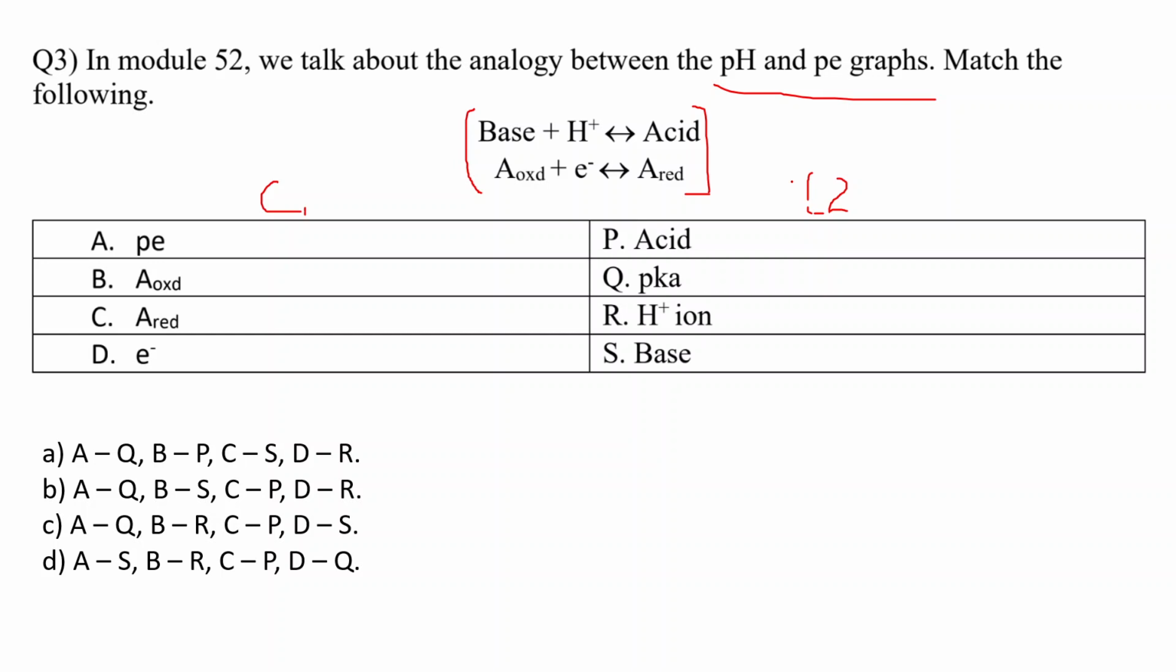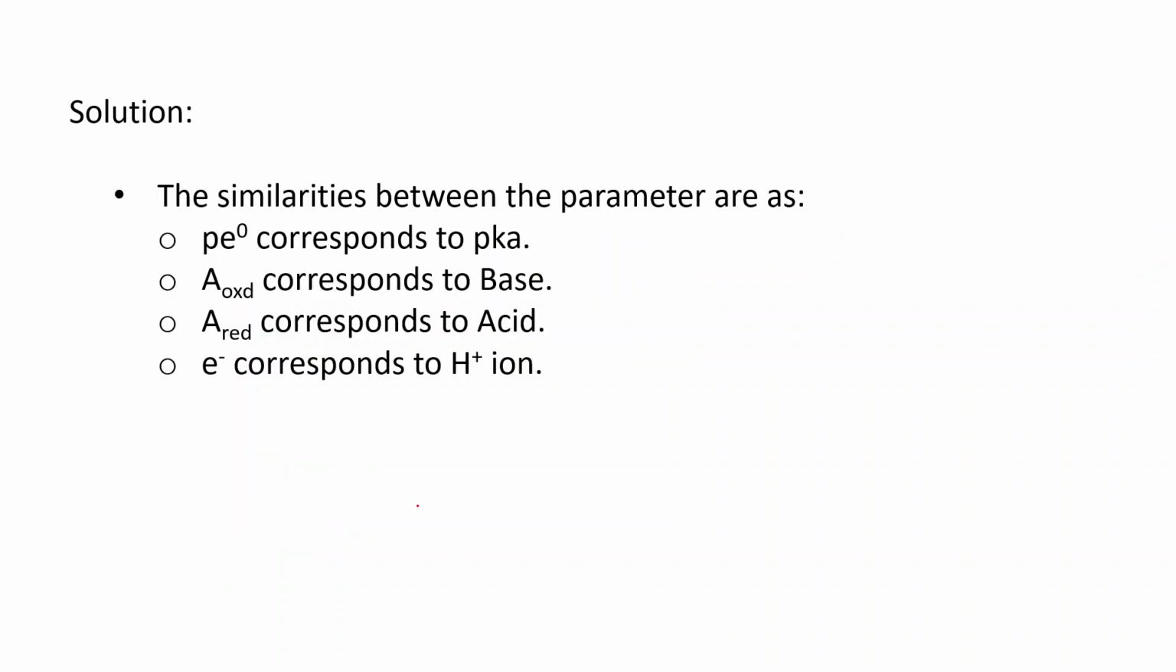We'll see the answer now. So answer is option B. A will be matched to option Q, B with option S, C with option P, and D with option R. So it is just a memory based question. All you need to understand the solution is that P naught corresponds to pKa, A oxidant corresponds to base, and so on.